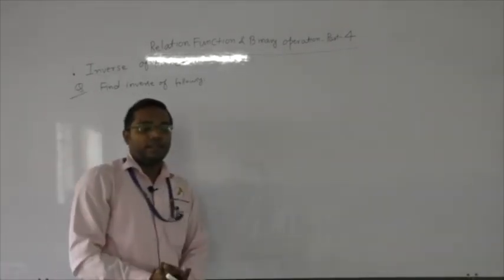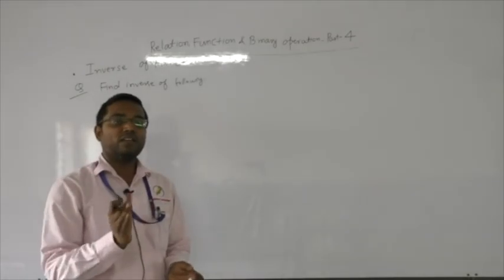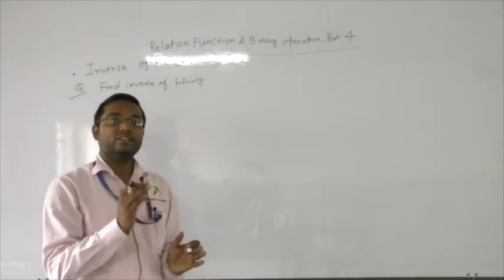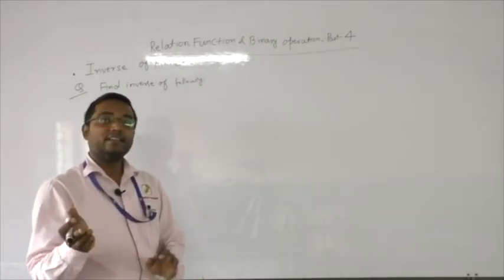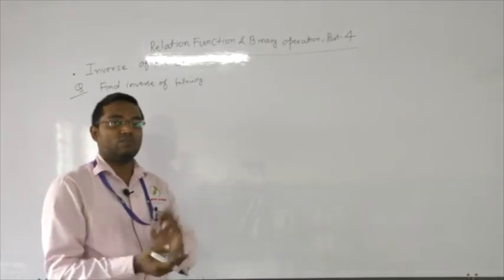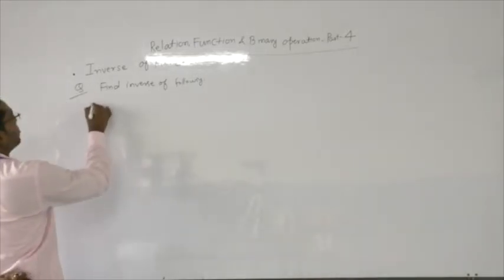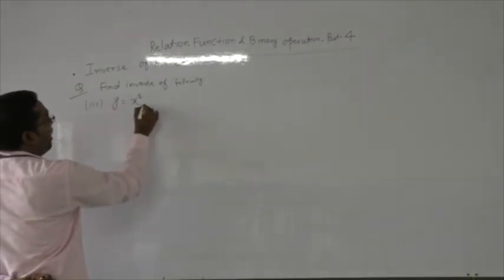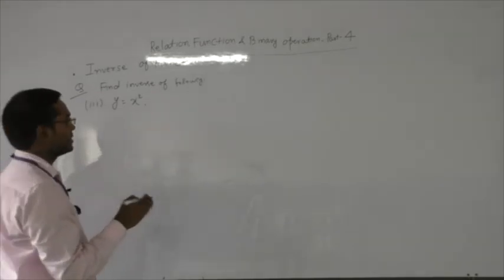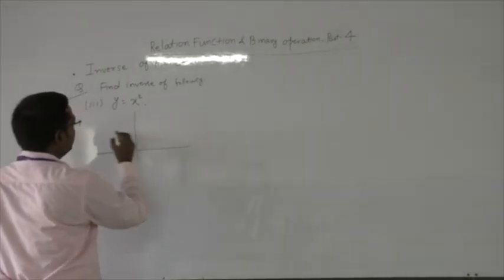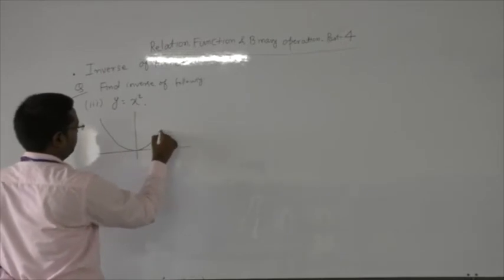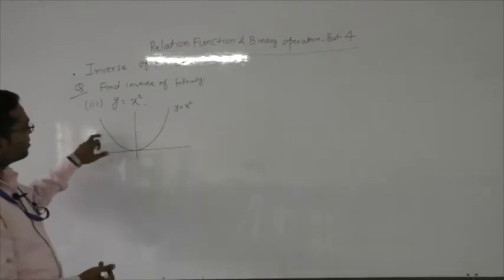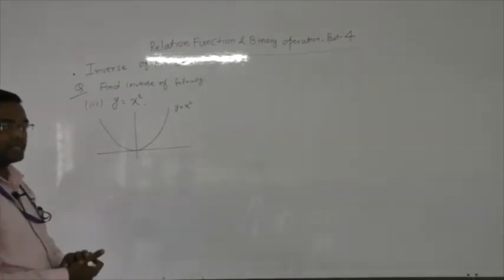Now see, some functions will not be one-one onto, but by putting some constraint, we can convert them into one-one onto functions. That we had seen when we were studying one-one onto functions. Suppose the third question is, we have the function y equals x square, and we have to find the inverse of it. The graph of y equals x square we know is like that. Obviously, this function is not one-one onto, right?